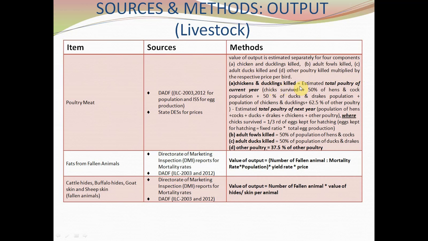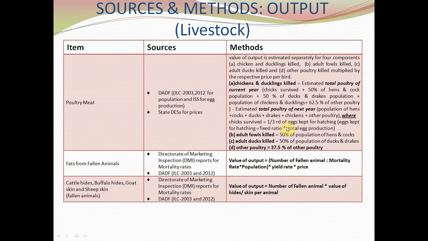Chickens and ducklings killed is calculated by using estimated total poultry of the current year, that is chicks survived plus 50% of hens and cocks population plus 50% of ducks and drakes population plus population of chickens and ducklings plus 62.5% of other poultry, subtracting estimated total poultry of next year, which will be taken into consideration next year, which is population of hens, cocks, ducks, drakes, chickens, and other poultry.